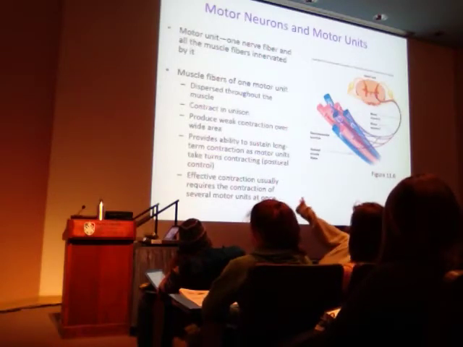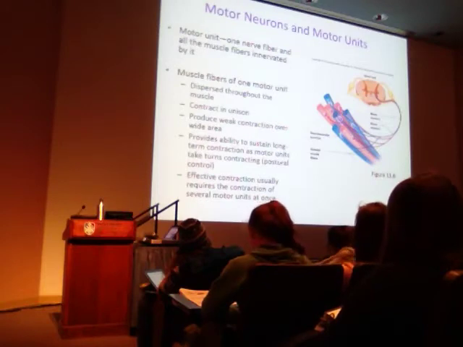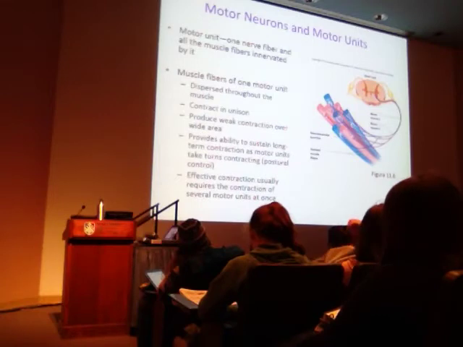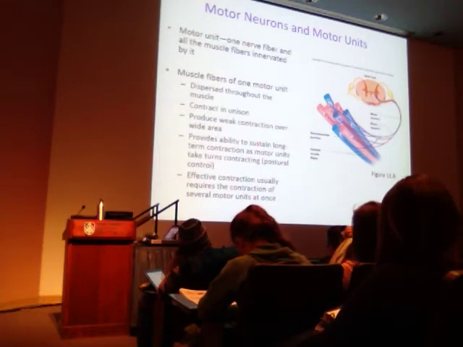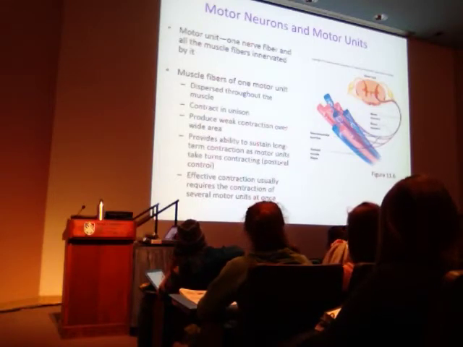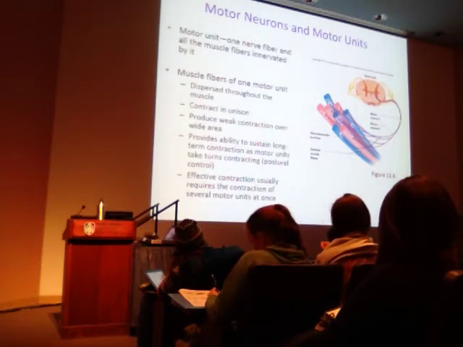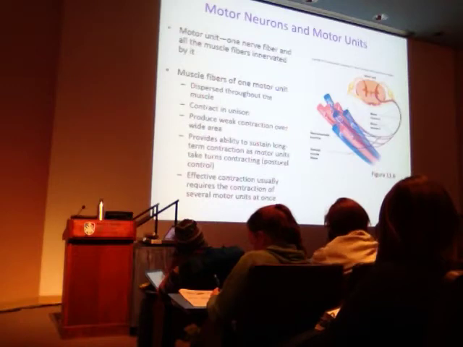So does that make sense, the recruitment concept? Do the neurons recruit individual fibers or individual groups of fibers? The neuron itself is going to recruit individual groups of fibers based upon the number of fibers that it innervates. Okay? And we have different types of motor units. So that's where we're going next.